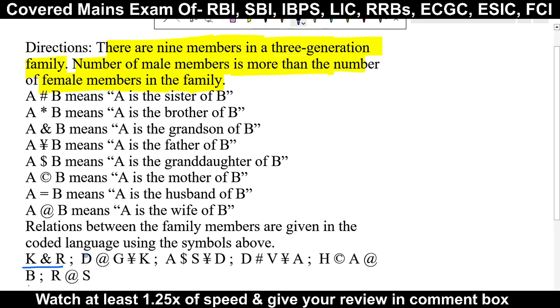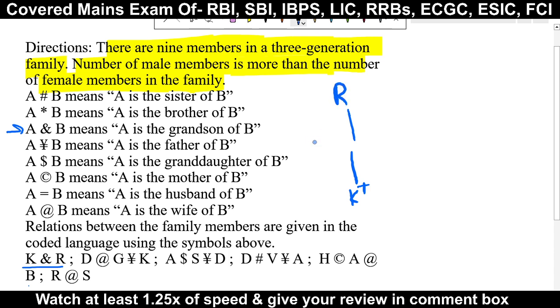First of all, K and R. First read the instruction. What do K and R mean? K is the grandson of B. K is the grandson of B. Done. Sorry, not B, this is R.